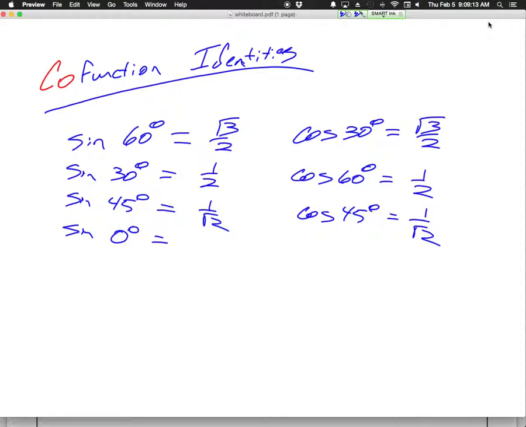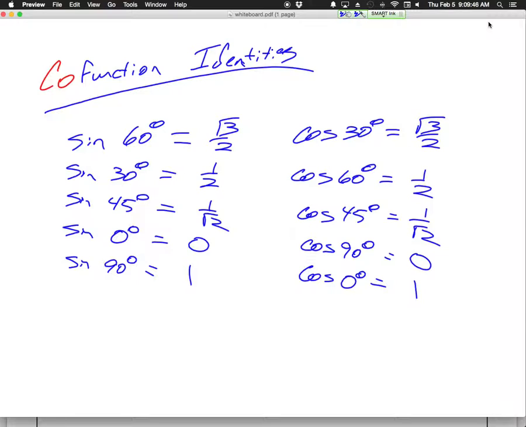What does sine of 0 equal? 0. What does cosine of 90 equal? 0. What does sine of 90 equal? 1. Sorry, yeah, that's right. What does cosine of 0 equal? 1. I just wanted you to look at it. And now, I want you to see the relationship between a function and its cofunction.